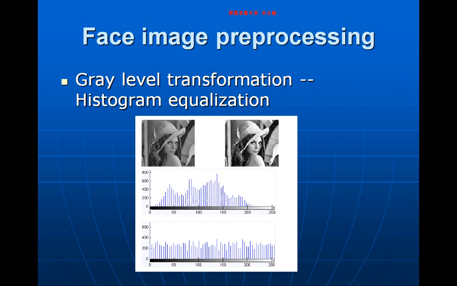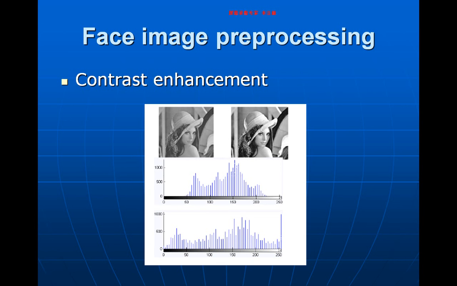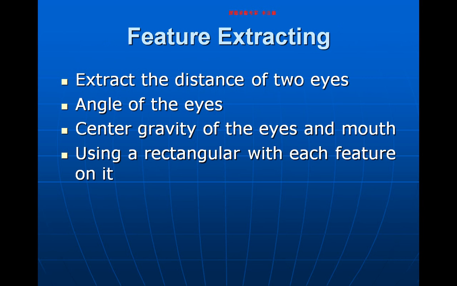This is called the gray level transformation. This graph shows all the relative data of the gray level transformation. Same thing with the contrast enhancement. Our goal is to make the input picture clearer and more manageable. Feature extracting: we try to extract the distance between the two eyes, the angle of the eyes, and the center of gravity of the eyes and mouth, and we are using a rectangle around each feature.